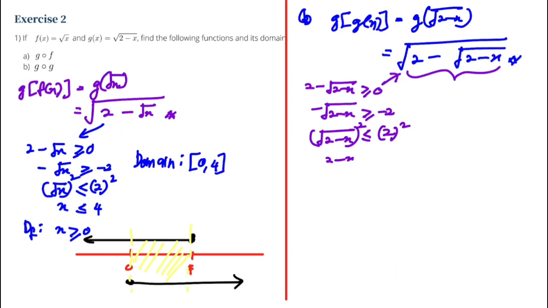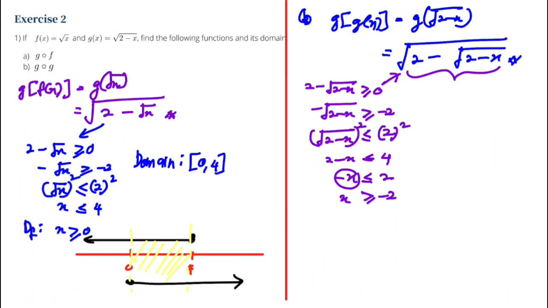Negative x is less than or equivalent to 2. And we want to make this one become positive. x will be greater than or equivalent to negative 2. So this is the domain of the final expression.